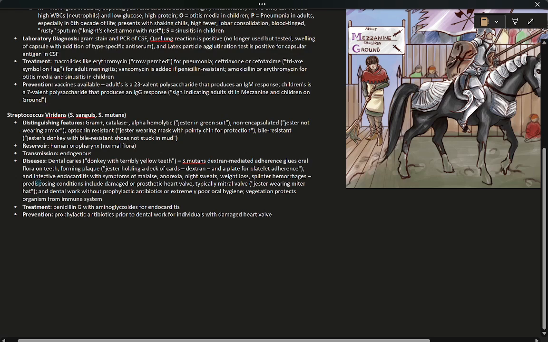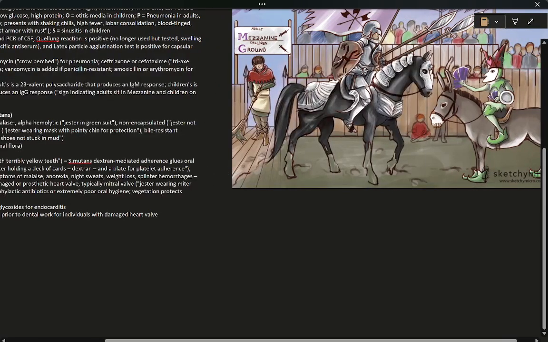Another thing to watch out for is infective endocarditis, with symptoms of malaise, anorexia, night sweats, weight loss, and splinter hemorrhages. These are predisposing conditions that can include damaged or prosthetic heart valve, which typically affects the mitral valve. And so this is symbolized by the jester that is wearing some mitre hat over here, kind of shaped like the mitral valve.